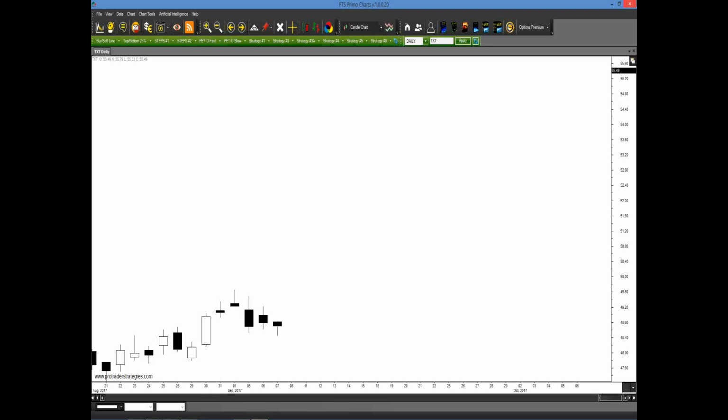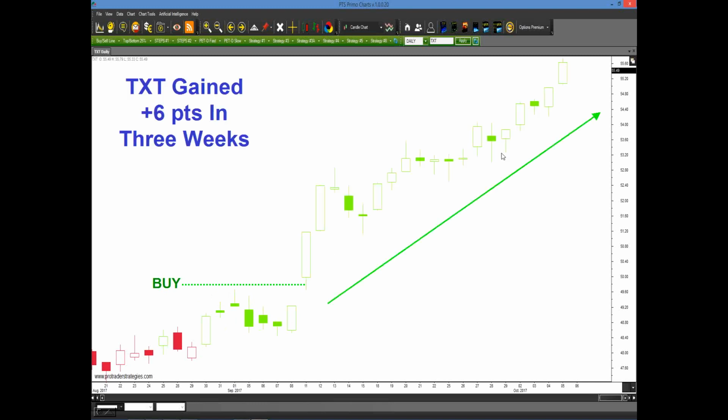Well, we add the Pet D. And now the Pet D was oscillating between red and green, and then finally we have a short-term top here where all the bars are green. 1, 2, 3. So we're going to buy one tick above. We don't need it to close there. We just need it to trade. As you can see, we opened higher, so we would have purchased here, and the stock gained 6 points in the next 3 weeks. And as you can see, the bars remain green.